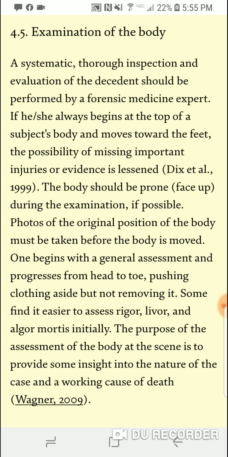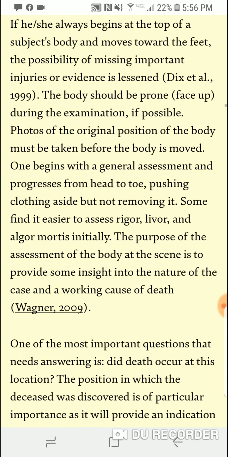One begins with a general assessment and progresses from head to toe, pushing clothing aside but not removing it. Some find it easier to assess rigor, livor, and algor mortis initially. The purpose of the assessment of the body at the scene is to provide some insight into the nature of the case and a working cause of death.